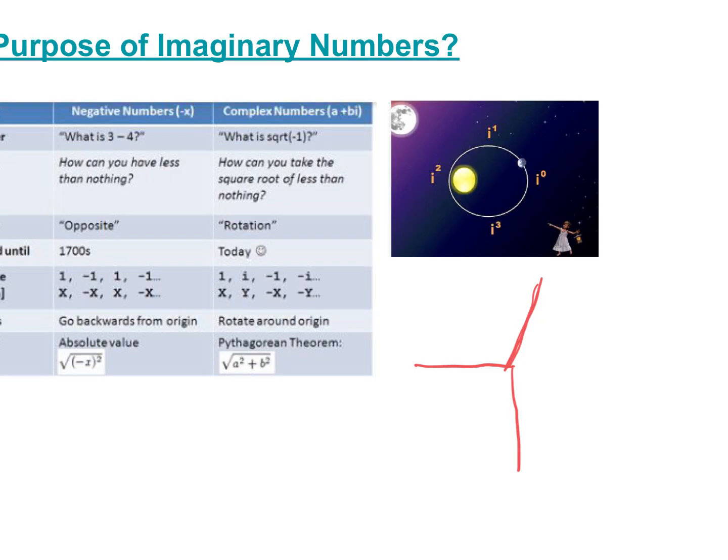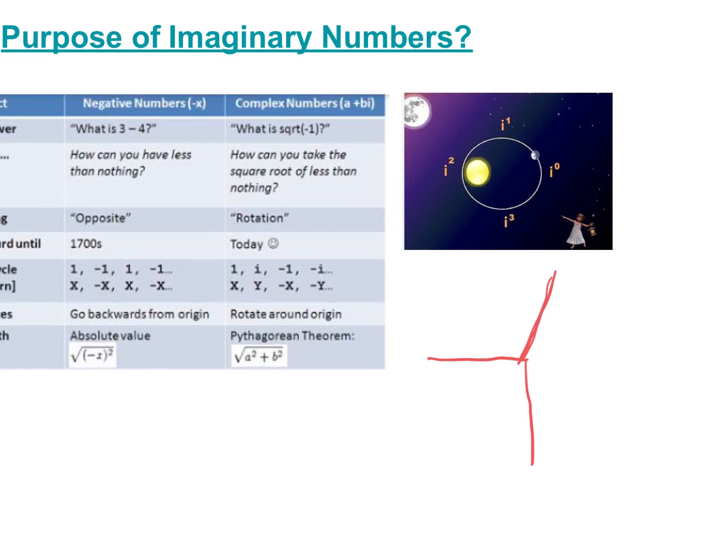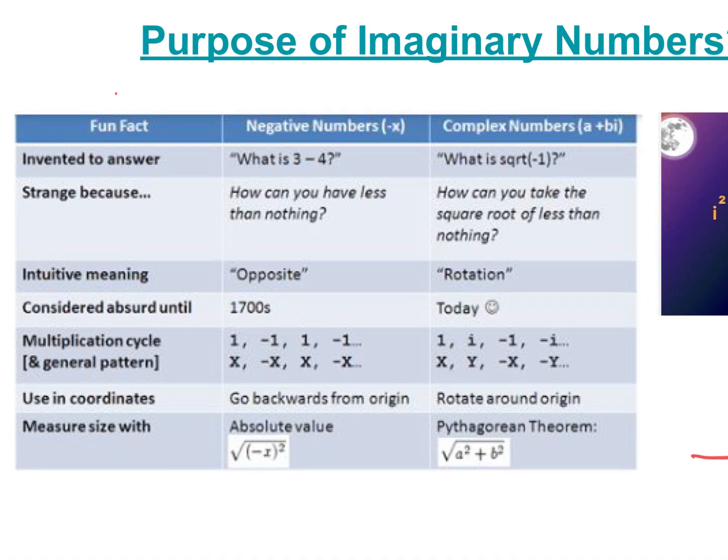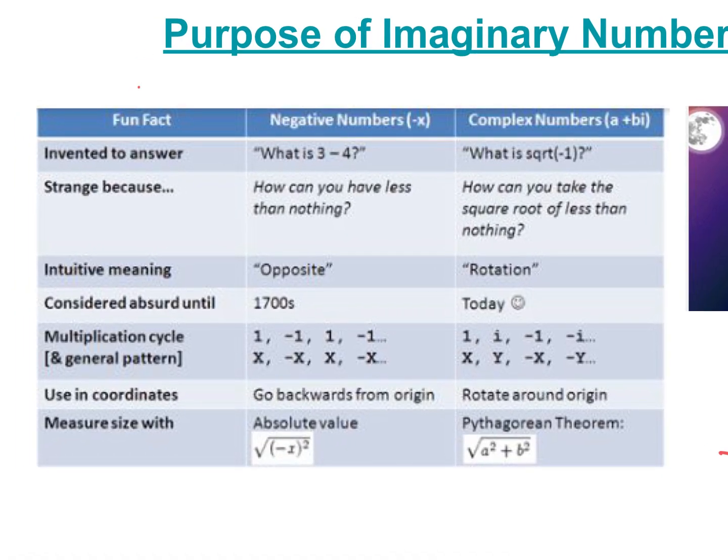Okay, so you can kind of see this chart. It's just comparing negative numbers and imaginary numbers or complex numbers. Negative numbers were invented to answer questions like 3 minus 4. Complex numbers were invented to answer questions like the square root of -1. And they're kind of weird, right? But negative numbers mean opposites. Complex numbers talk about rotation.